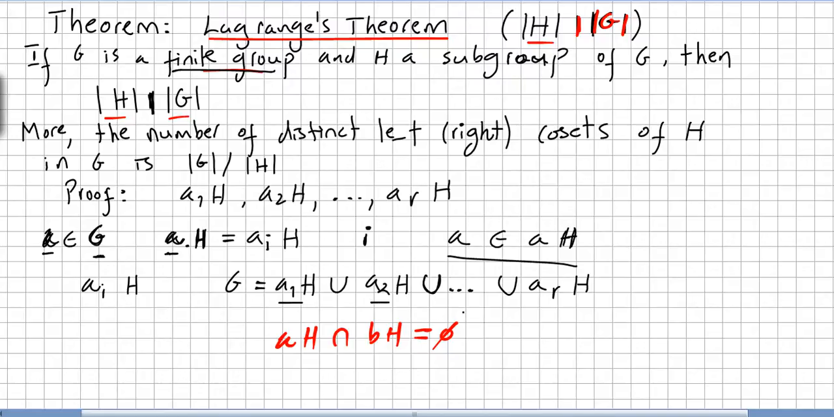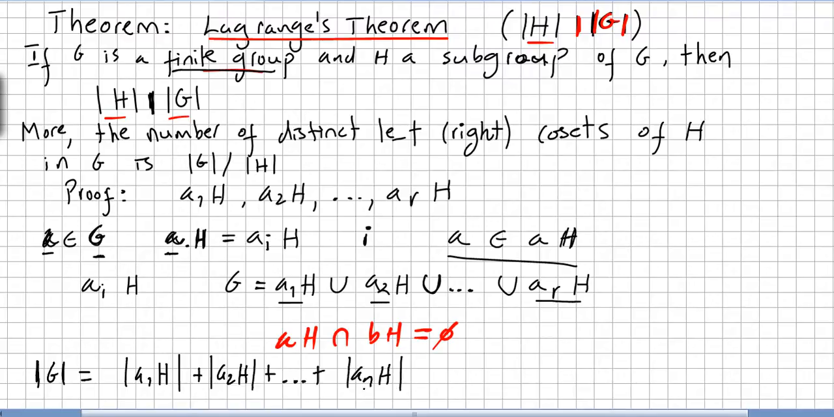Okay, so this being true, these sets will all be disjoint. So the order of G is going to be equal, since they are disjoint, to the order of A1H plus A2H plus etc. till ARH. So the order of G will be the sum of the orders of all the left cosets.